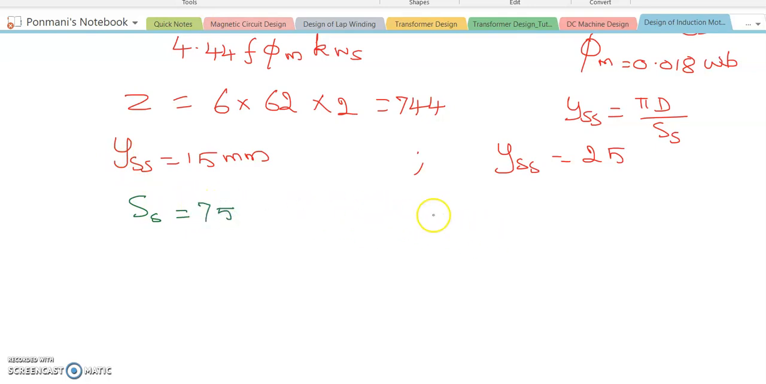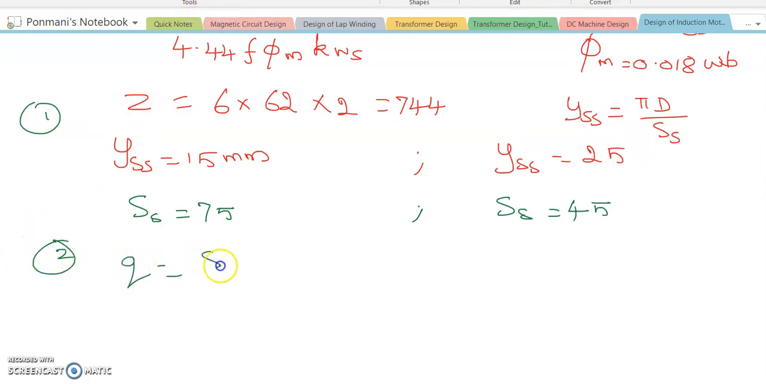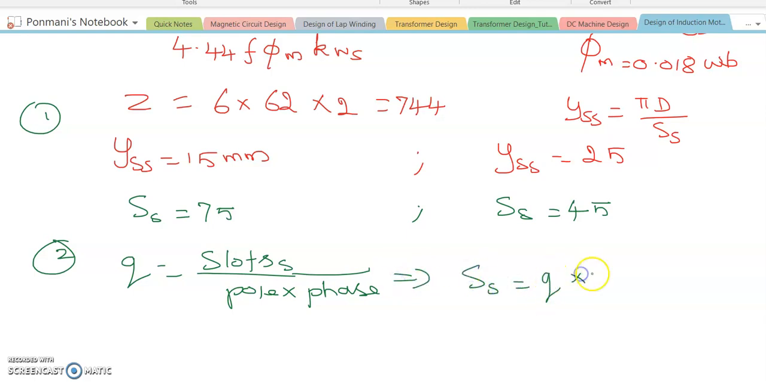And for the other value we will be getting stator slots as 45. So these two values we got from the stator slot pitch. This is the first criterion, and the second criterion we need to check is Q. Q is equal to stator slots per pole per phase. So from this equation we can get stator slots as Q multiplied with the number of poles and the number of phases.